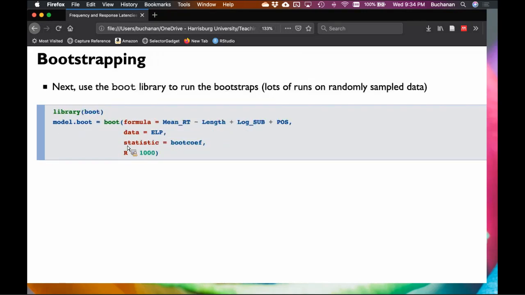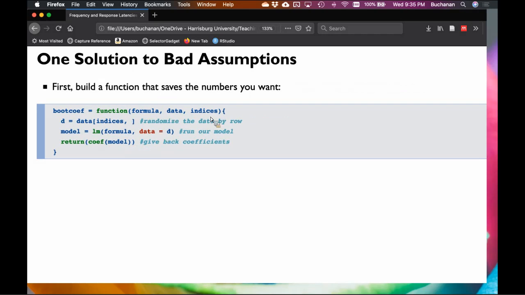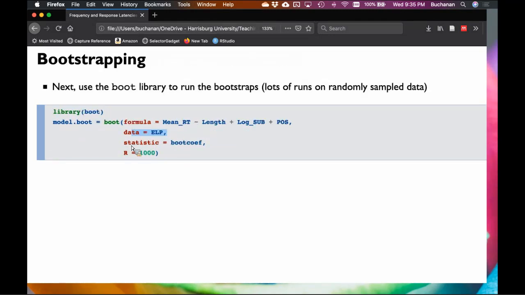And then we're going to use the boot library to actually run the bootstraps. So in our boot here, we put in the arguments that we made: formula, data. Now you don't put an index here, because the index is always where the randomized data come from, not randomly sampled data. The statistic here is the name of our function. And R, which is an unfortunate labeling here, is the number of randomized bootstraps.